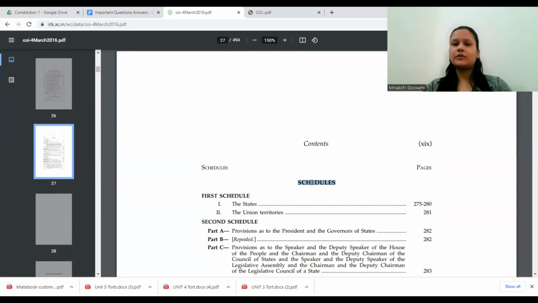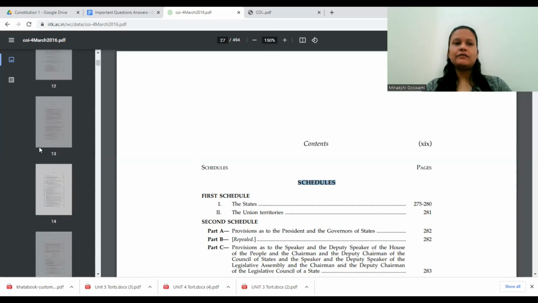Now, what is a schedule? A schedule is nothing but extra or additional information. Even if you are reading the provisions only from the parts and articles, you will still be able to understand the concept, but a schedule provides some additional or extra information. If you want to know the minute details, then you need to refer to the schedules.